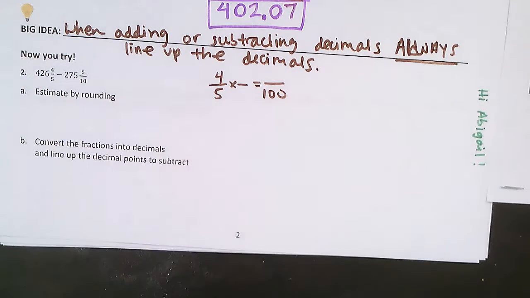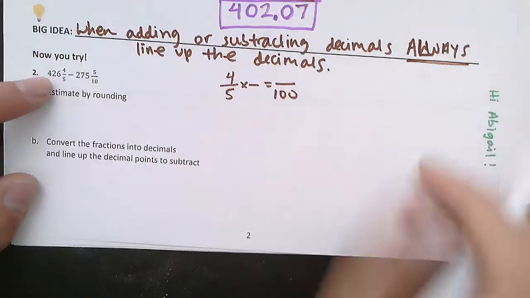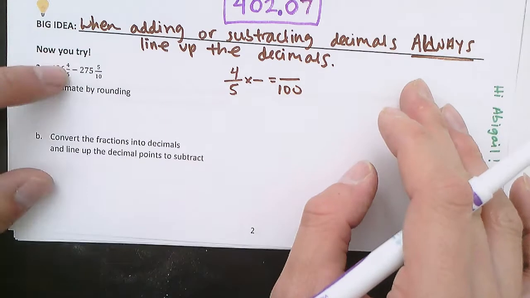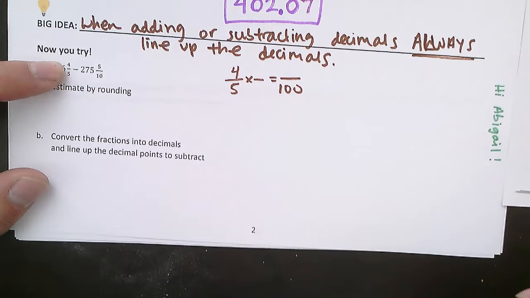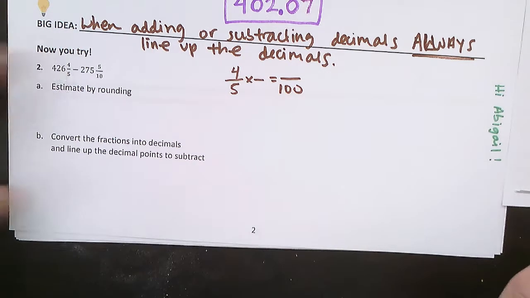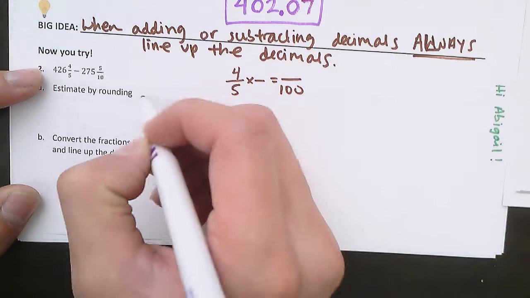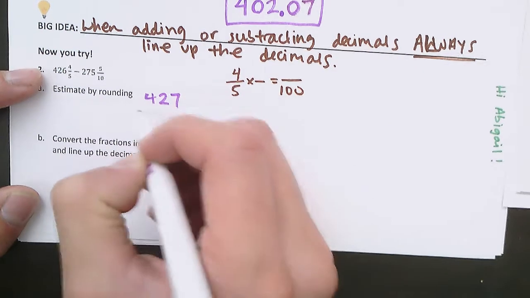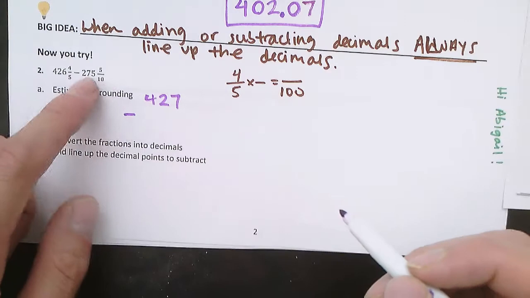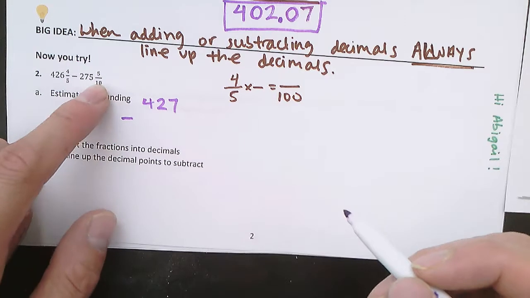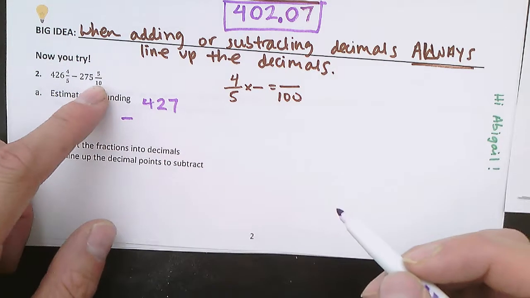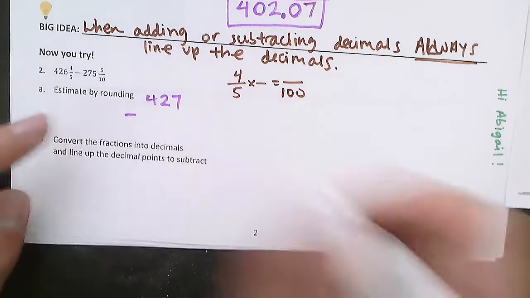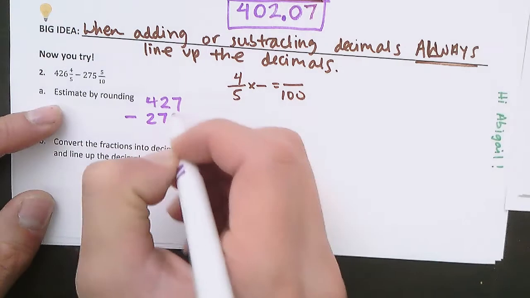Right. Estimate by rounding. 426 and 4/5. 4/5 is above the halfway point among fifths, so that's going to round up to 427 minus 275 and 5/10. 5/10 is right at the halfway point. When it's right at the halfway point, we round up. So 275 will round up to 276.